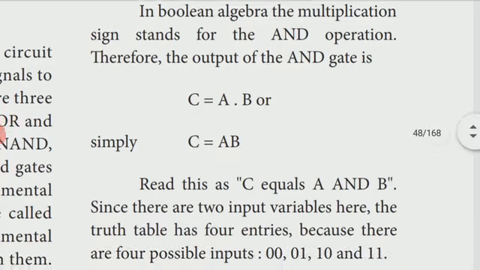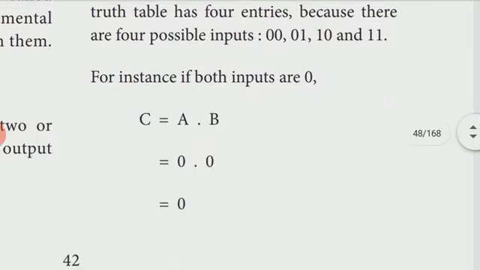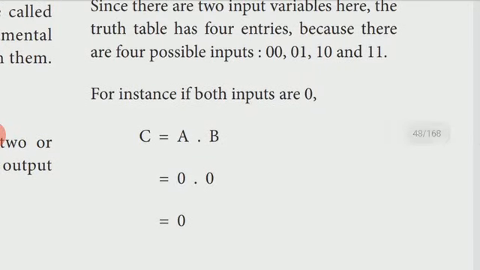For this, we can implement the inputs. For example, the inputs are 0 0, 0 1, 1 0, 1 1. C equal to A dot B, that is 0 dot 0. Two inputs are false, so you will get the answer as false.